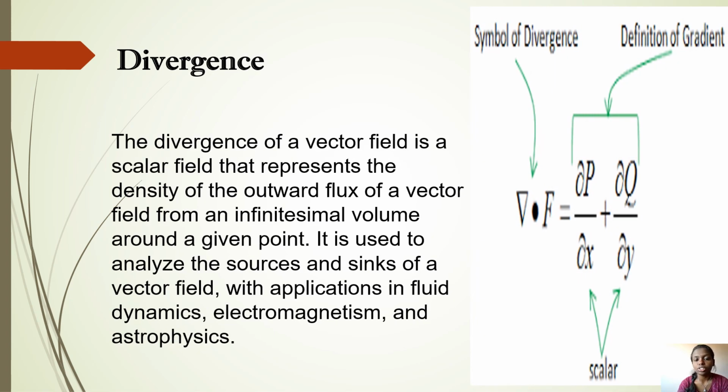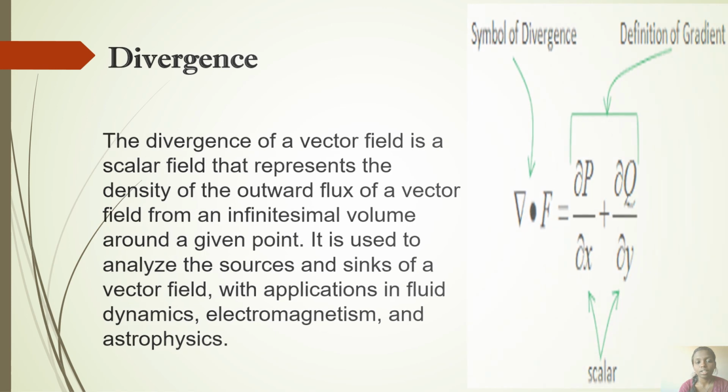Divergence. The divergence of a vector field is a scalar field that represents the density of the outward flux of the vector field from an infinitesimal volume around a given point. It is used to analyze the sources and sinks of the vector field, with applications in fluid dynamics, electromagnetism, and astrophysics.